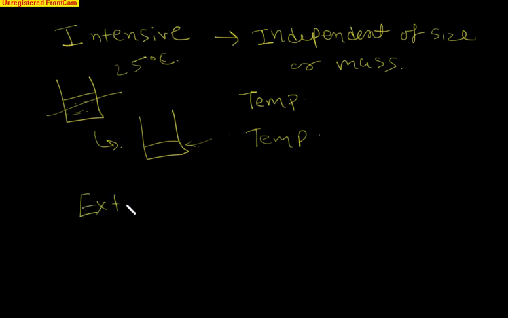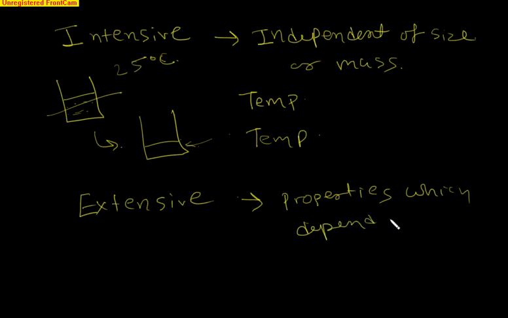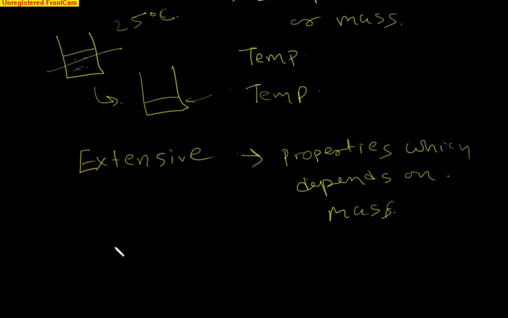Then extensive. Its properties which depend on mass, or size. For example, volume. Volume is an extensive property. It depends on system size. Then even mass, consider mass.